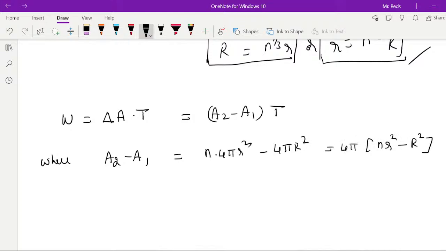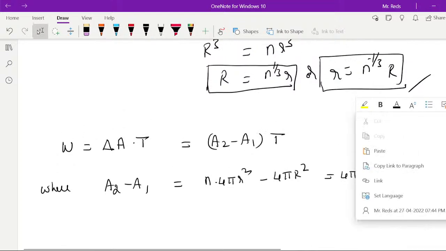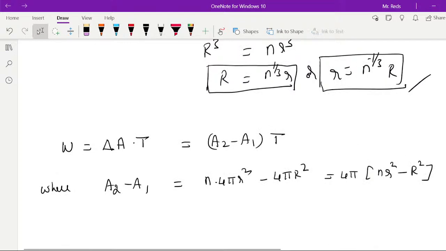If the radius of the bigger drop is given, in terms of that you have to replace the small r with capital R. Small r here you have to take as n power minus 1 by 3 into capital R. So depending on the requirement, let us say we want it in terms of capital R. Then it is equal to 4 pi into n into (n power minus 1 by 3 capital R) whole square, that is 4 pi into n power minus 2 by 3 capital R square, minus capital R square.